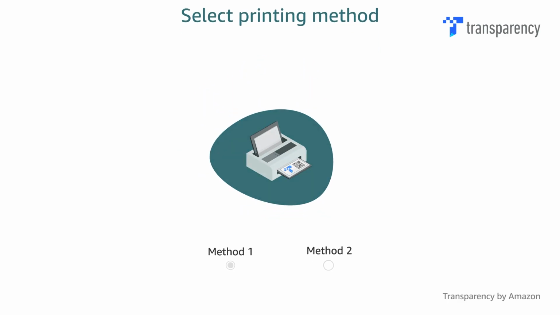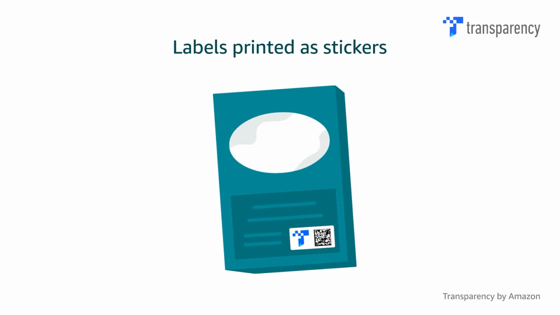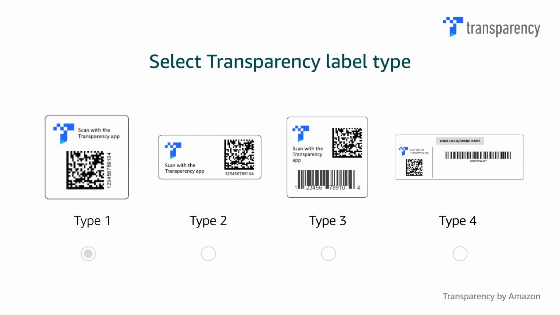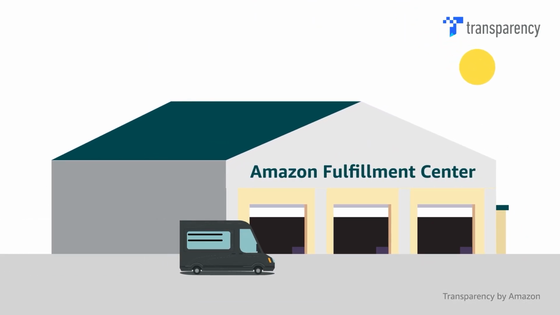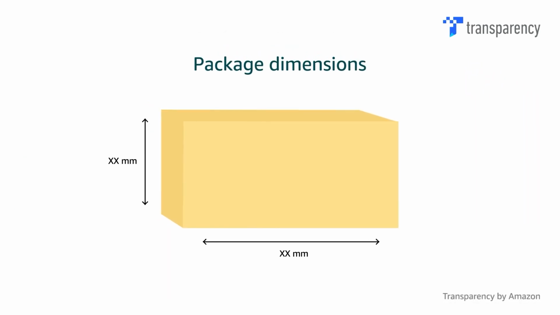If you do choose to apply labels, they are printed as stickers which are then affixed to your products. You must choose which label type you will print in order to move forward in the transparency process. Label selection is important as it influences the way future shipments are prepared for Amazon fulfillment centers or other channels. The dimensions of your packaging may also influence your label selection.